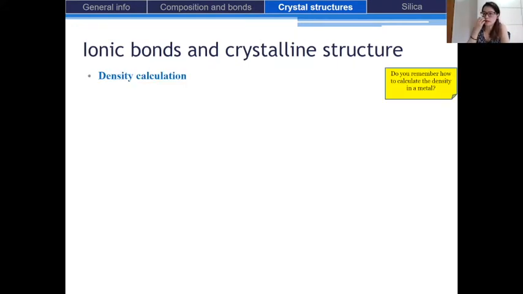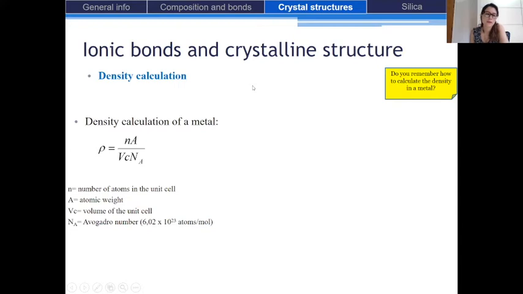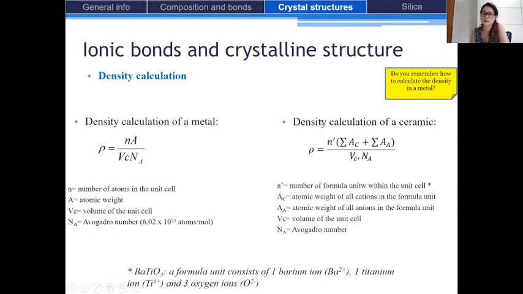Previously, in the case of metals, we defined how to calculate the density of a metal. Let's remember the equation we presented, where we have the number of atoms in the unit cell, the atomic weight of this atom, the volume of the unit cell, and the Avogadro number. It was quite simple in the case of pure metals. Now we are dealing with ceramics that are composed of more than one atom. So what is the equation to calculate density?